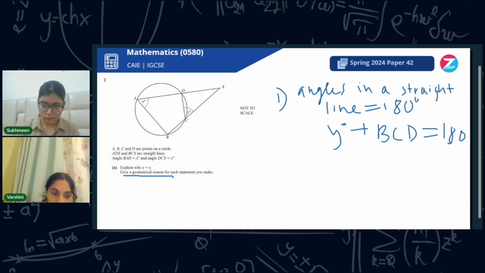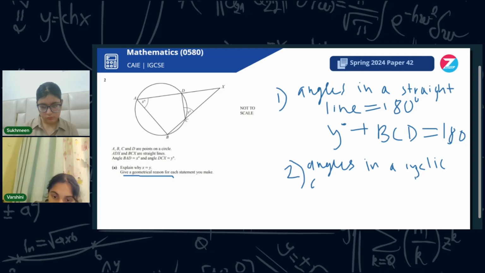Okay, and now the second statement, we can also say for x. Now we have to look at x. We know that opposite angles in a cyclic quadrilateral add up to 180. So we know that this angle plus, again, BCD is going to equal 180. So we can say angles in a cyclic quadrilateral are supplementary, which means they add up to 180.